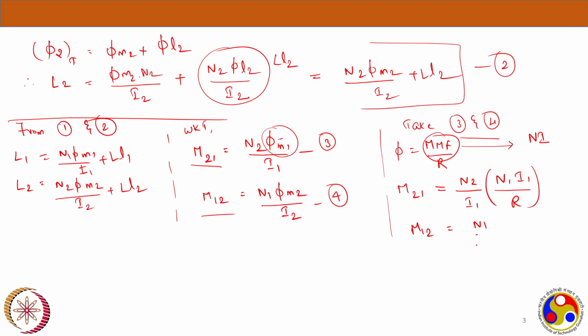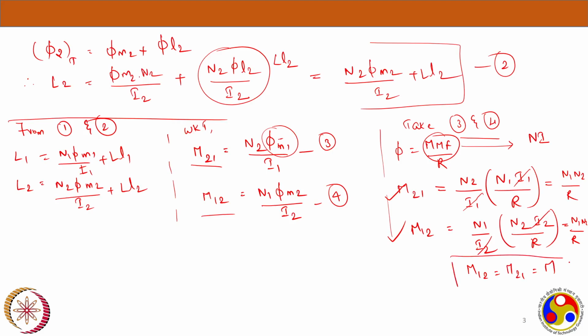Okay, M21 is this, and let's write a similar expression for M12. M12 is N1 by I2 multiplied by phi M2. Phi M2 is N2 I2 by reluctance. Now, if we see both expressions, the current terms get cancelled, I2 gets cancelled, I1 gets cancelled. Now, M21 comes out to be N1 N2 by reluctance and M12 comes out to be N1 N2 by reluctance. Aren't these two the same? M12 is equal to M21 is equal to M, because both are the same.